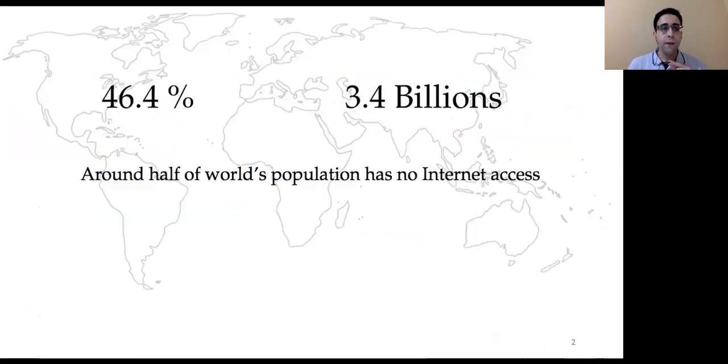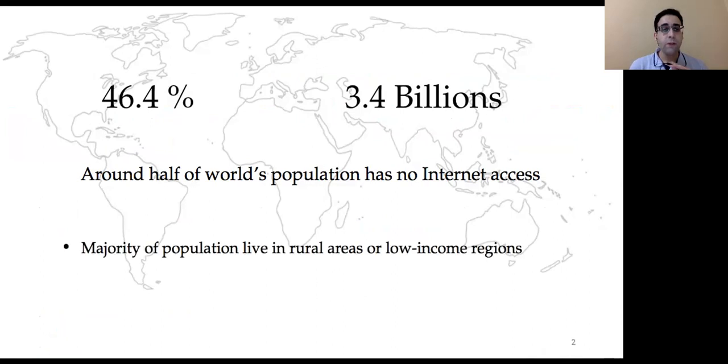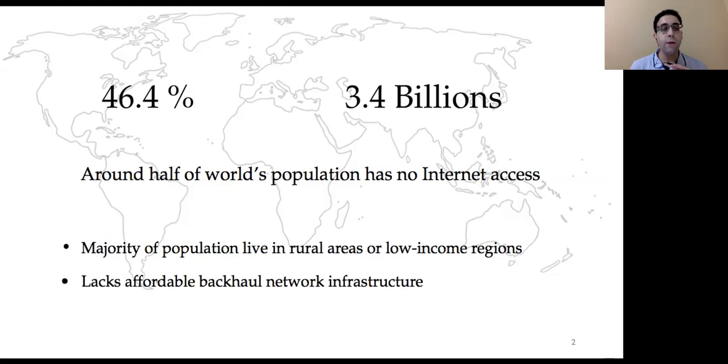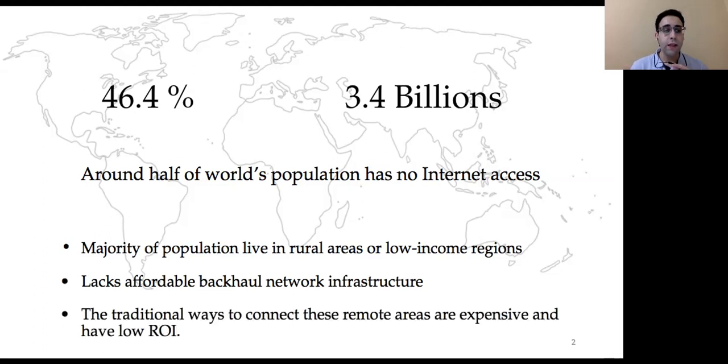As we speak today, around half of the world's population still doesn't have internet access. There are several reasons behind that, but mostly it is an economic problem. Let me explain that in more detail. First, the majority of the population with no internet access live either in rural or low-income areas. These areas lack affordable network infrastructure. Mainly, we are talking here about the backhaul network infrastructure, where all the traditional backhaul solutions are expensive. That high cost limits service providers and mobile operators from extending their infrastructure to these regions.